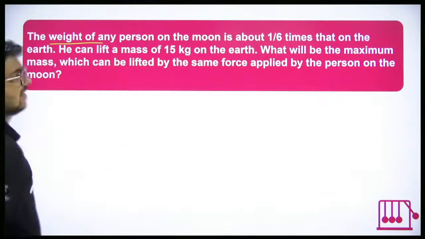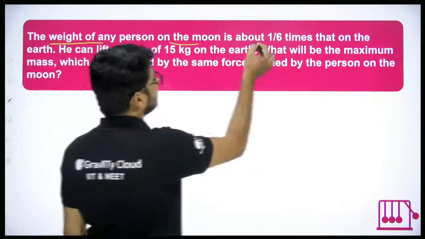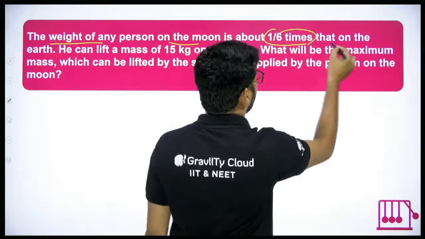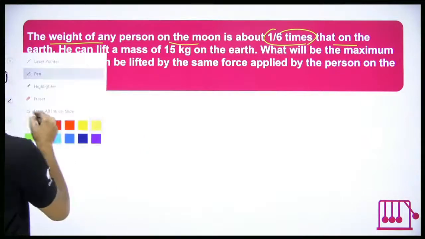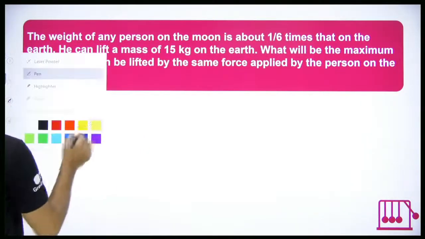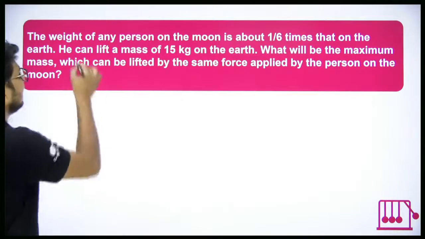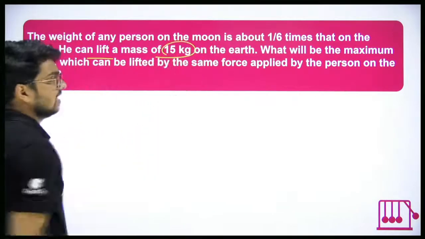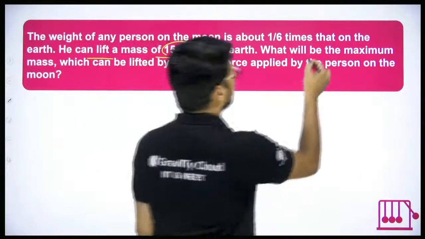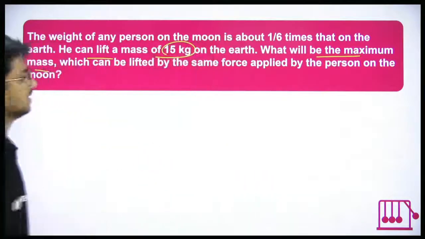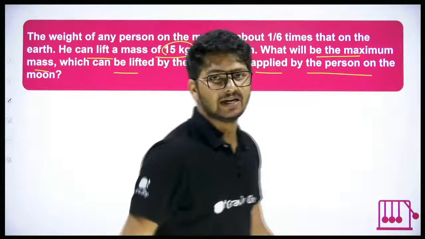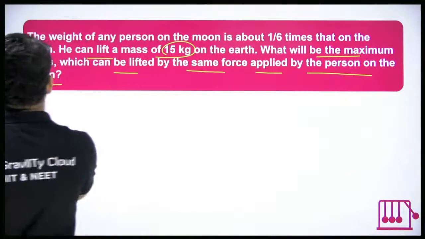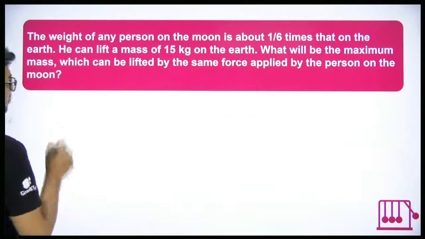The weight of any person on the moon is about 1/6 times that on the earth. Okay. We know that weight is 1/6 times on the moon. That's fine. He can lift a mass of 15 kilogram on the earth. What will be the maximum mass which can be lifted by the same force applied by the person on the moon? Now let me explain this.